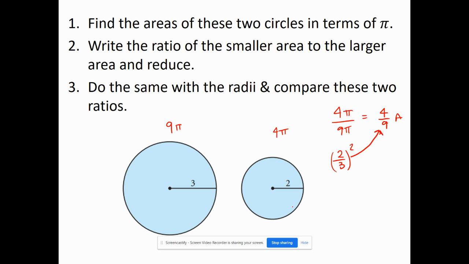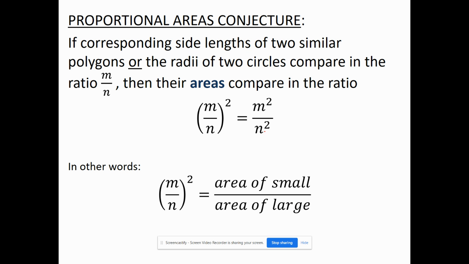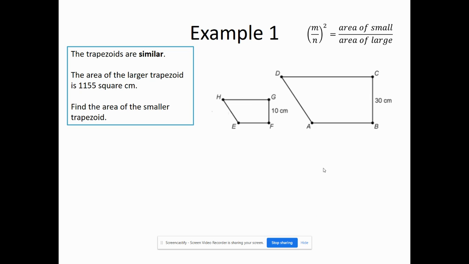So then we come up with this formula like this. This is the one that we want. The m and the n represent corresponding sides or corresponding radii or corresponding heights, anything. If we square that, it will be equal to the ratio of the areas. We'll do some problems where some things will be missing and we'll have just enough information to solve them if we use this formula.